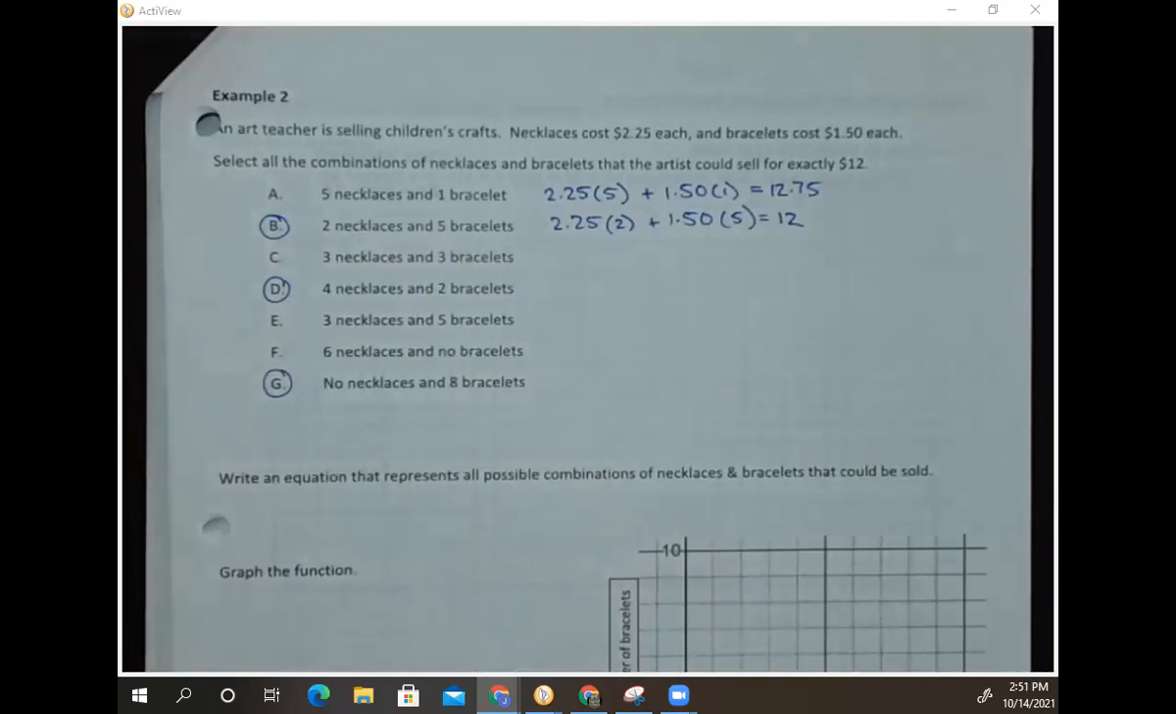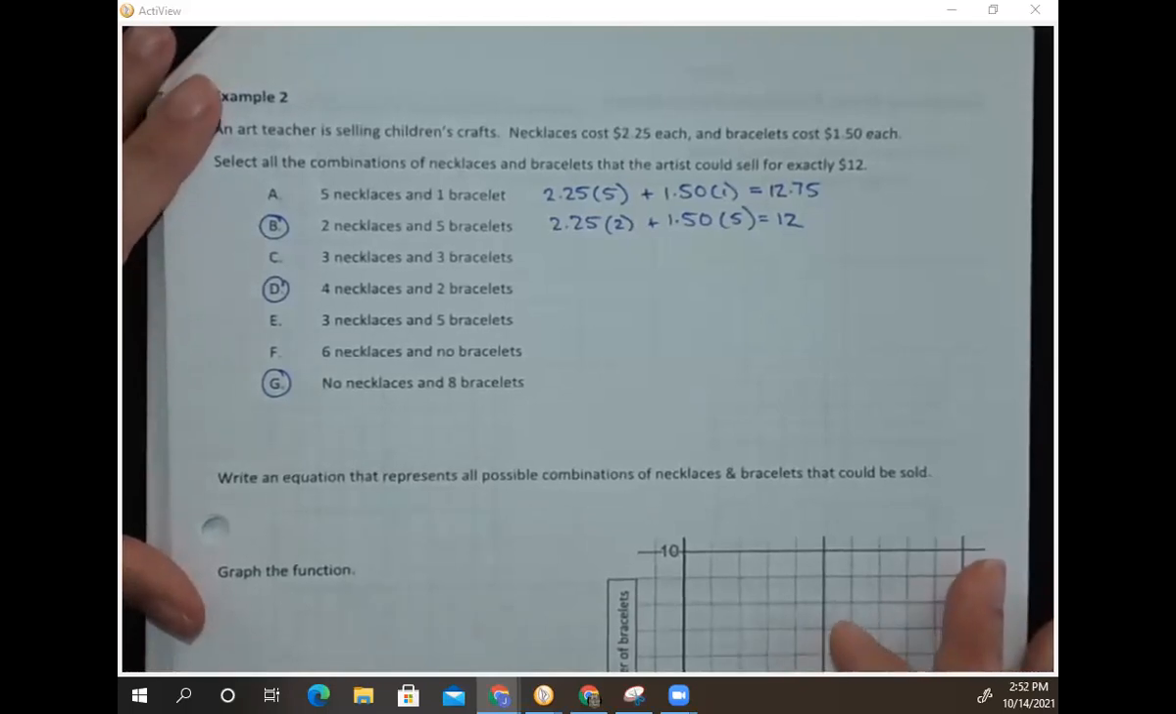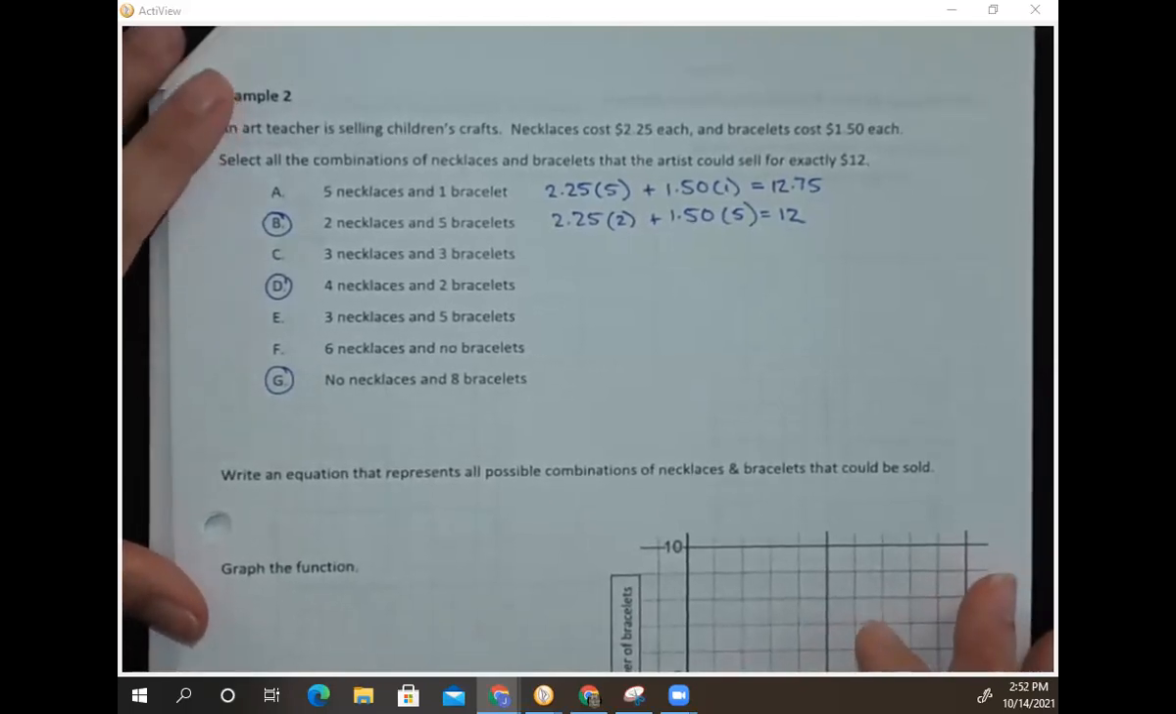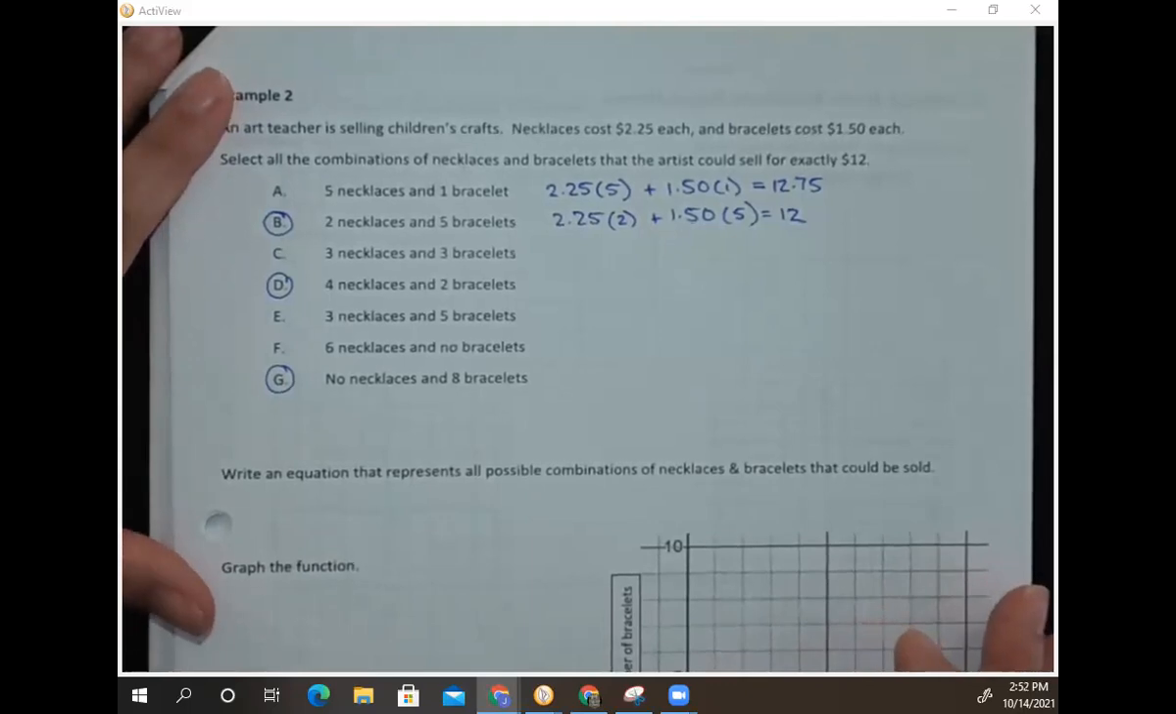So again, wouldn't it be nice if we had sort of one concise way to represent all those possibilities? That we do, that's a function, right? So let's write a function for this scenario. Okay, write an equation that represents all possible combinations of necklaces and bracelets that could be sold for $12.